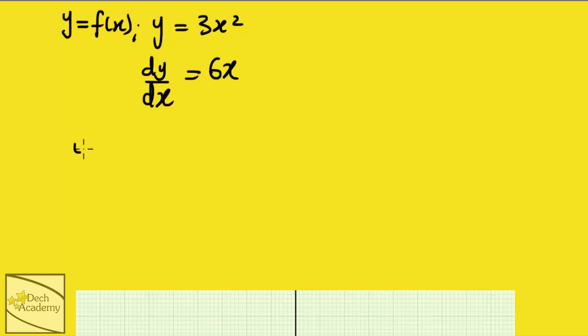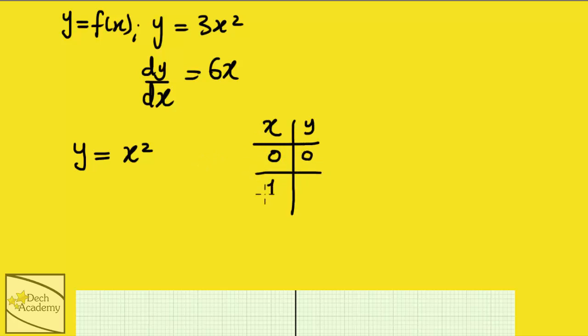Consider the function y is equal to x squared. This function can be plotted if I obtain a table of values. So I get some x values and find the corresponding y values. When x is 0, y is x squared, which is 0 squared, which is 0. When x is 1, y is 1 squared, which is 1. When x is 2, y is 2 squared, which is 4. When x is 3, y is 3 squared, which is 9, and so on.